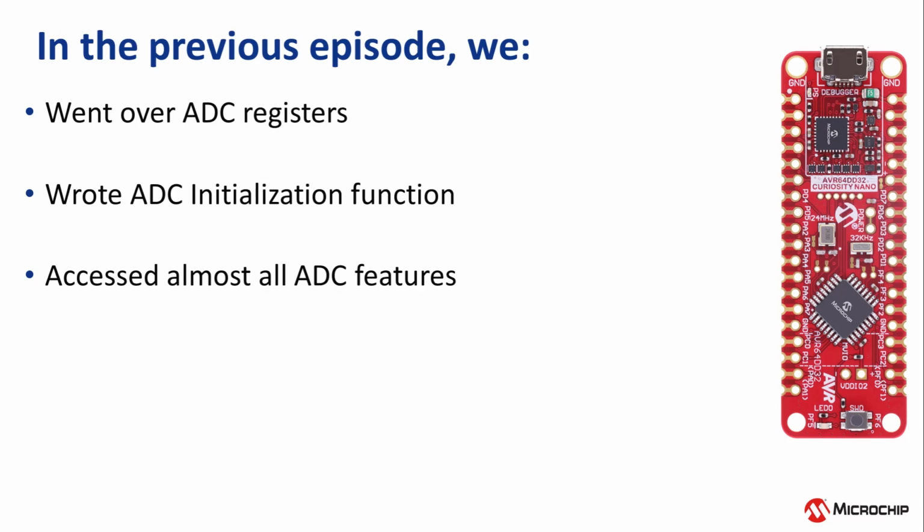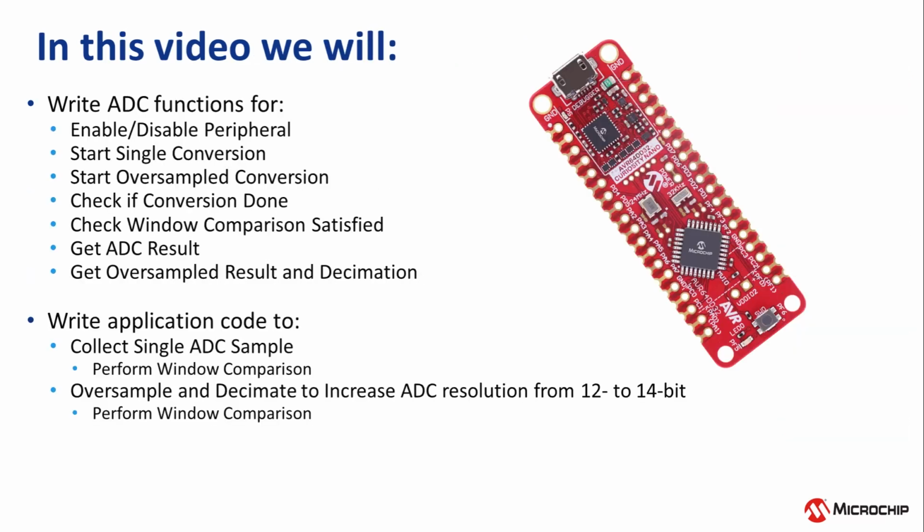In the previous video, we learned about the registers required in using the ADC peripheral and created an initialization driver for the ADC to use almost all of the available features. In this video, we will finish our bare metal ADC driver by adding functions to control things like enabling and disabling the ADC peripheral, starting a single ADC conversion, starting an oversampled conversion, checking if a conversion is done, checking if the window comparison setting has been satisfied, getting the ADC result, and getting the oversampled result and performing decimation.